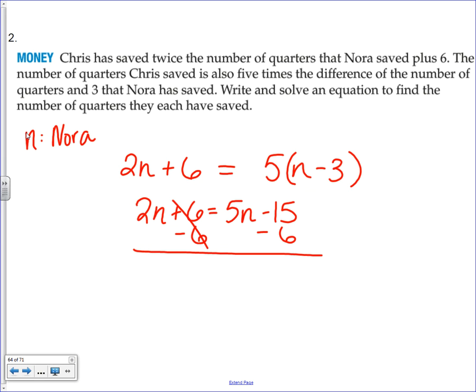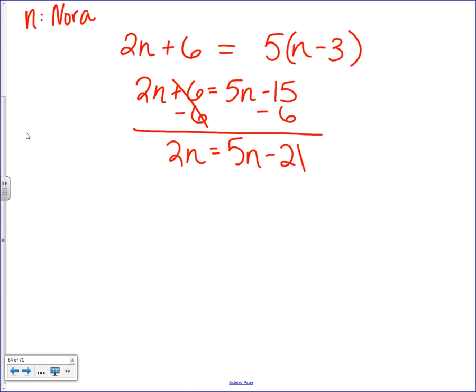What's my new equation, sir? What's my new equation, Cody? Nope, not plus 5n. 2n equals 5n, and then what do you get over here? Negative 21. All right, I'm going to let you finish this since you're doing it your way, okay, Cody? What are you going to do next? Now, if you subtract the 2n, you're bringing more stuff over there. I want to take the other n to that side, okay? So how would I move that over?